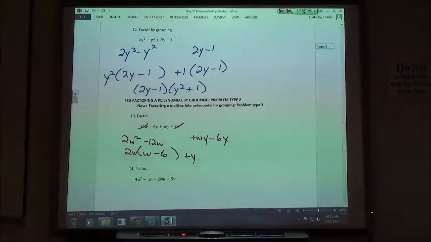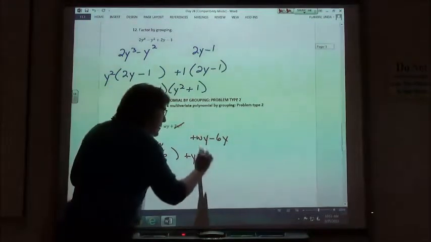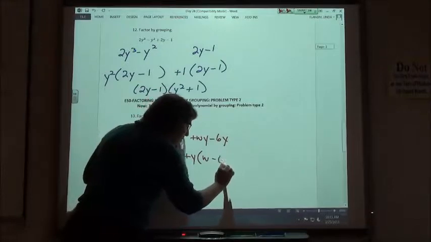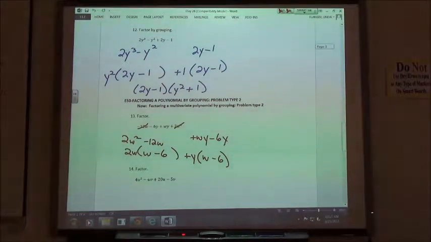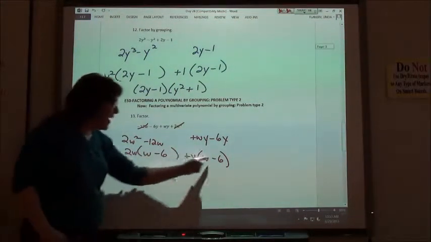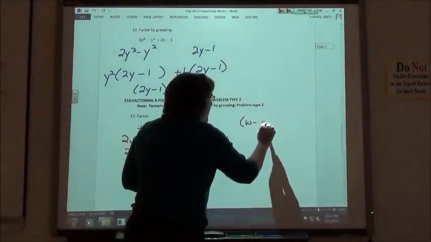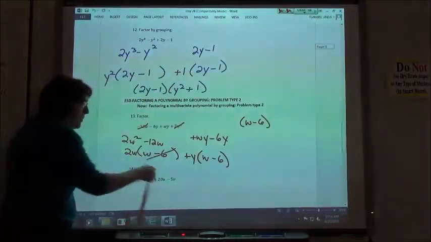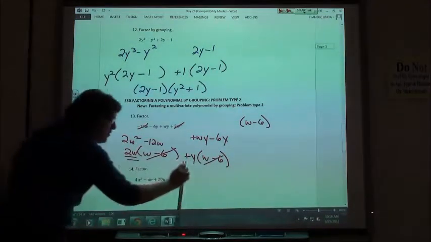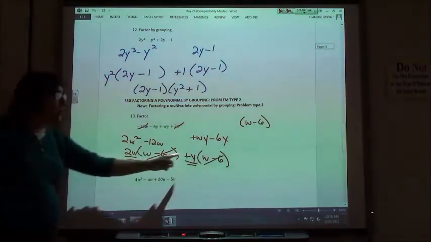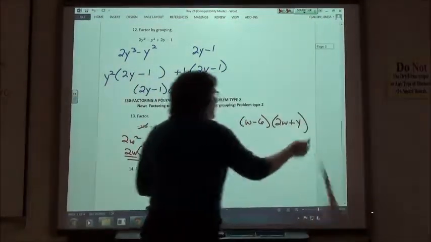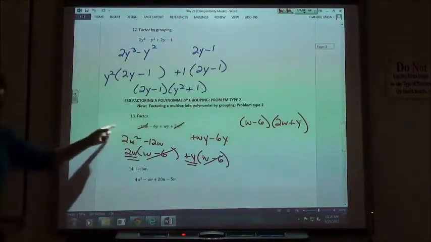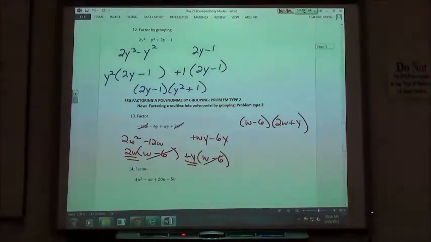If I divide them both by positive y, I'm going to get the w here and the minus 6 there, right? So what we want to have happen is have the same thing in both sets of parentheses, which I do. So w minus 6 is my common factor. My other factor is going to be 2w plus y then. And again, if you wanted to check that, you could FOIL it out. You should get those same 4 terms.